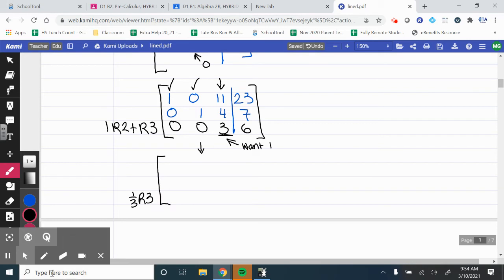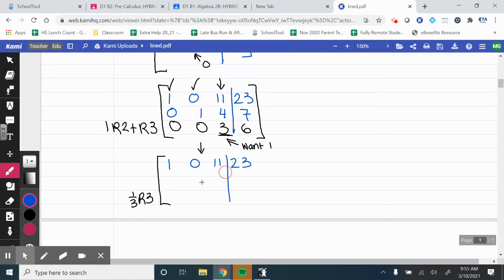When you're doing this, you shouldn't do anything else in this same step. So eventually I'm okay with you guys getting the zeros in the same step, and it'll eliminate some of the steps that you have to write out. But never, ever, if you're multiplying a row by something, can you do anything else in that step with it. So the first row stays the same, 1, 0, 11, 23. Second row, 0, 1, 4, 7. And now our last row, 0, 0, 3 times 1/3 is 1, and 6 times 1/3 is 2.